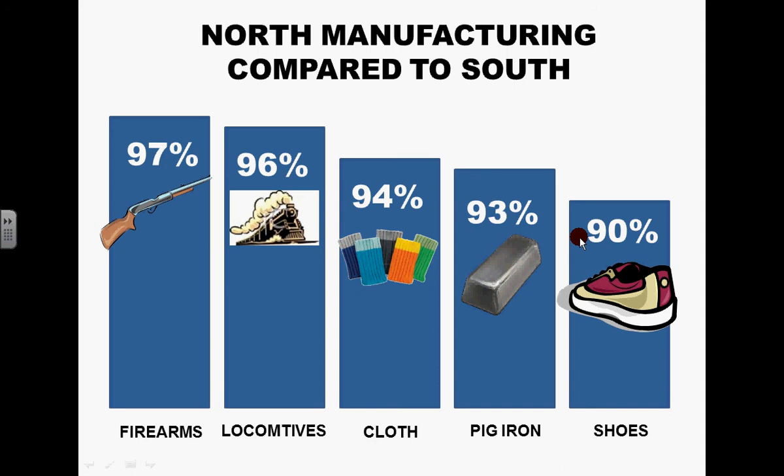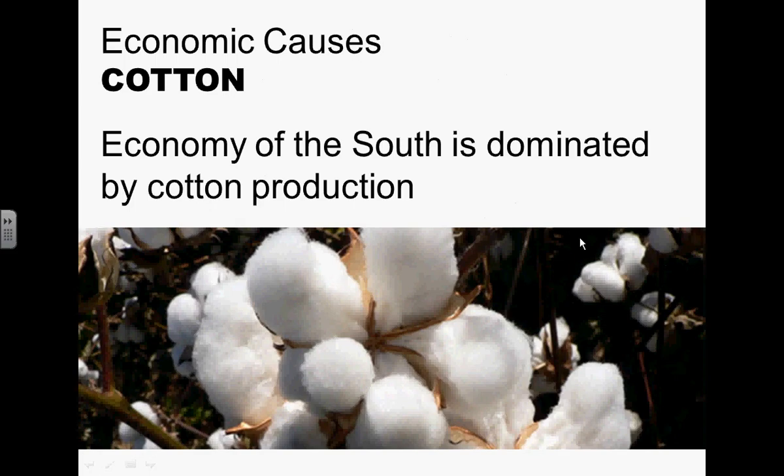So again, the production of cloth is going to happen mainly in the north. Obviously, the growing of cotton is not going to happen in the north, but the production part is. So 94% of cloth is produced in northern states. Pig iron, which is basically the building block or the raw material that people are going to need to build railroad lines and anything that's made out of metal, 93% of that's produced in the north. And then shoes, 90% of shoes, for example, are produced in the north. So hopefully, again, another visual where you can see a distinct advantage for the northern states.